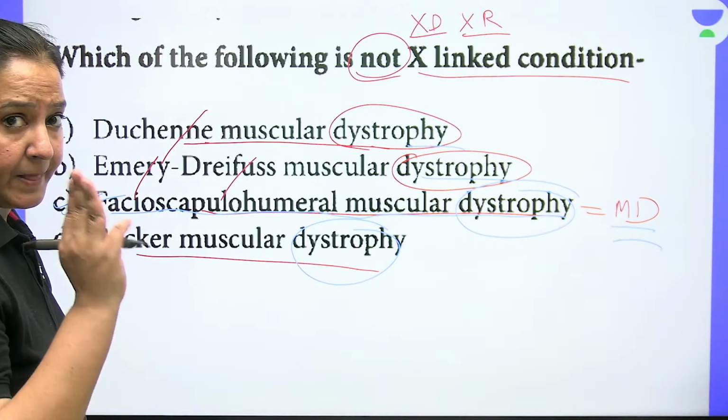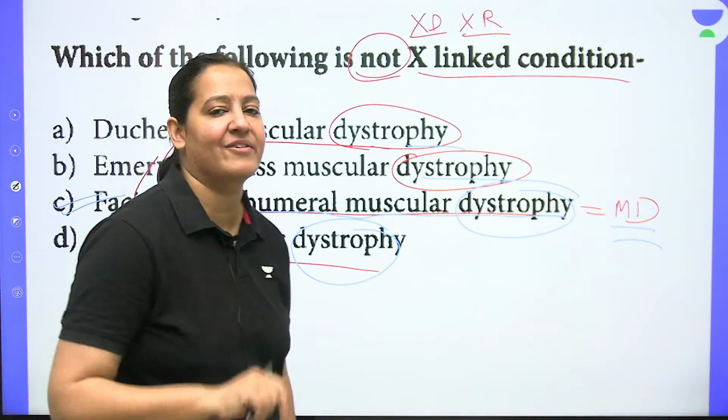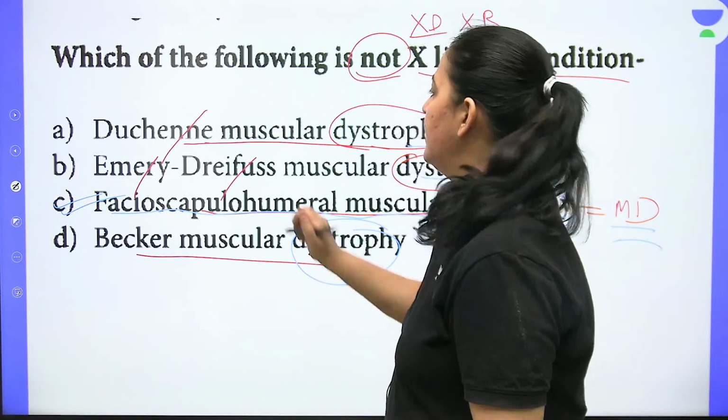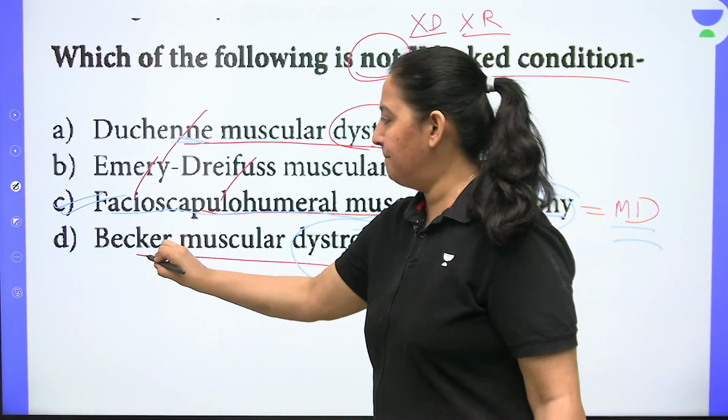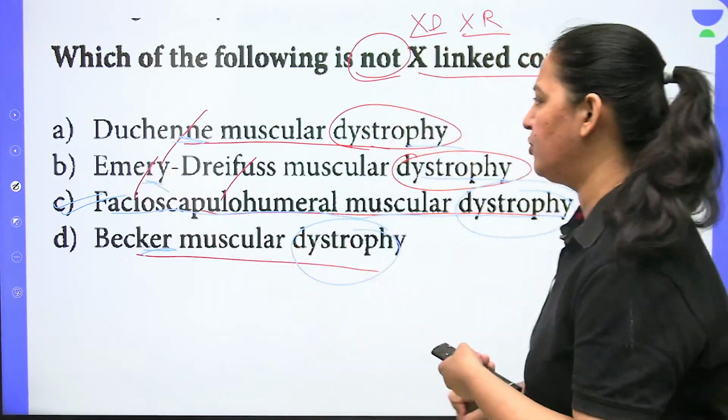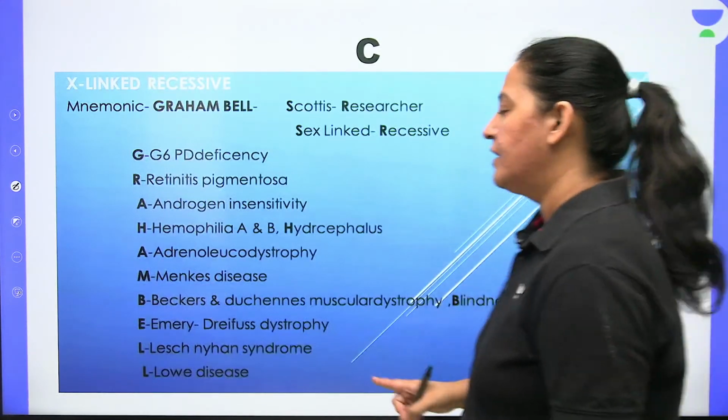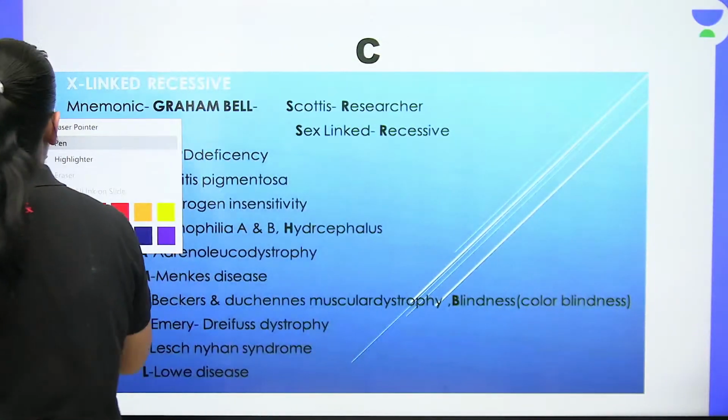Now the remaining three, I will show you in the mnemonic of X-linked recessive. That is in Graham Bell. They will come. So Duchenne will come, Baker will come, and Emery will come. Let me show you the mnemonic. This is the mnemonic Graham Bell. Can you see the mnemonic is in front of you?